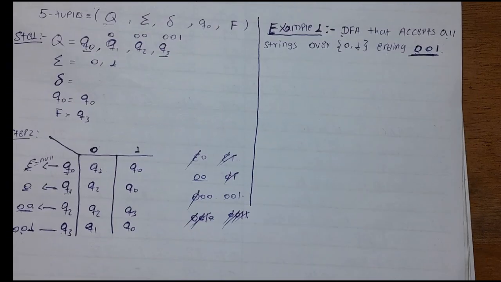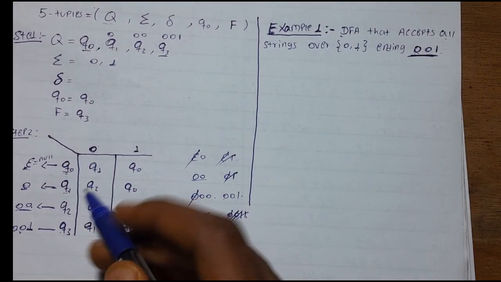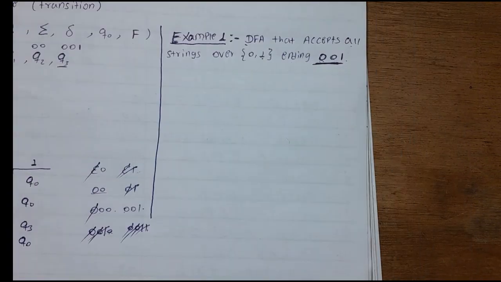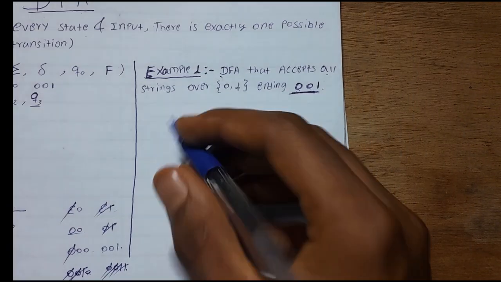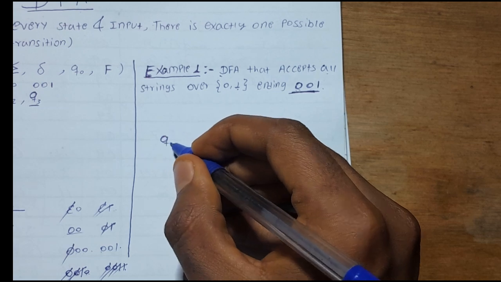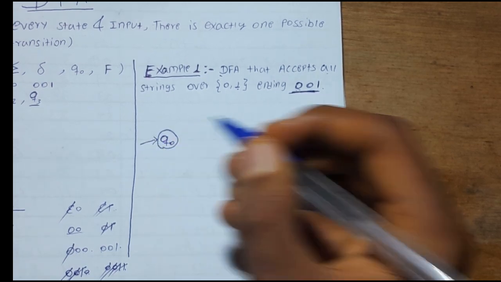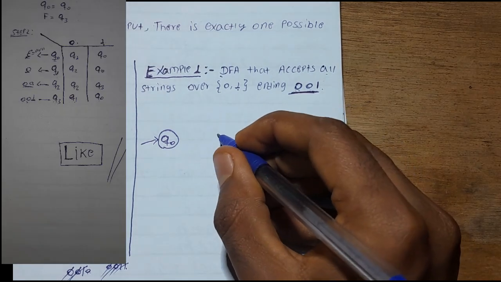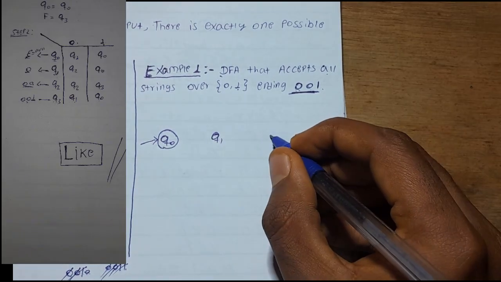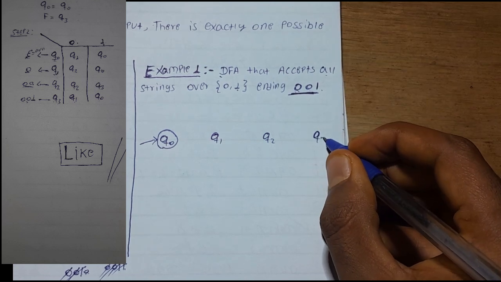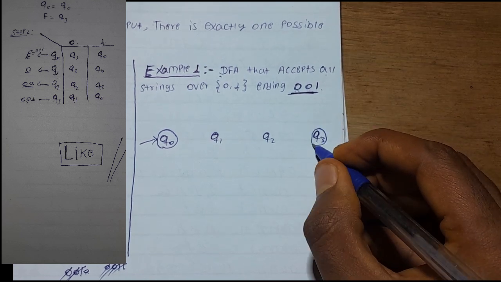So our next step, once we have the transition function, is to construct the DFA diagram. First we will write the states. Q naught, the initial state, will be indicated with an arrow. Then q1, q2, and the final state, which is q3, which will be indicated with double circles.